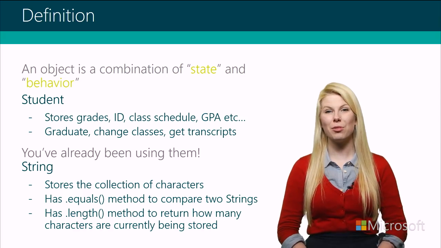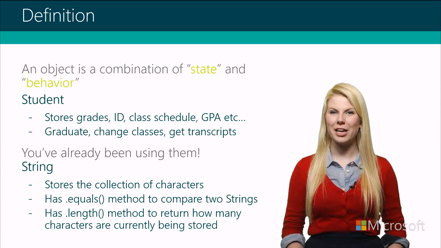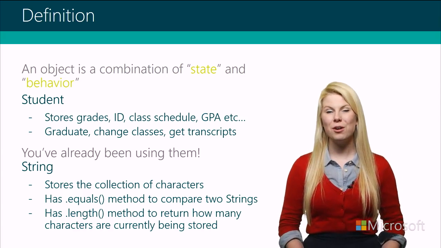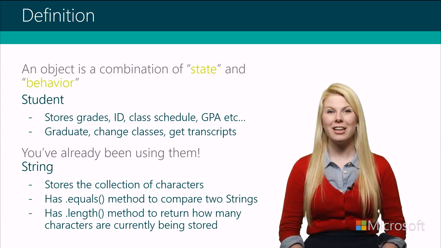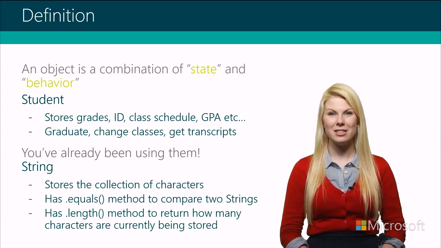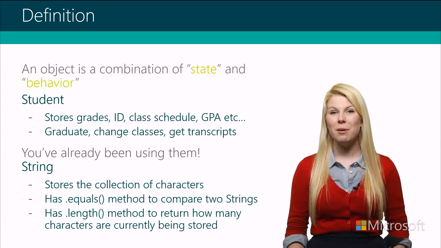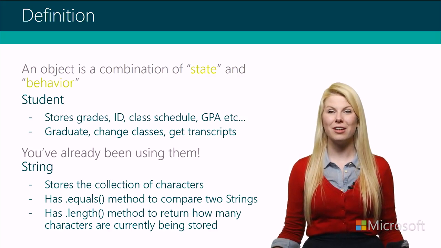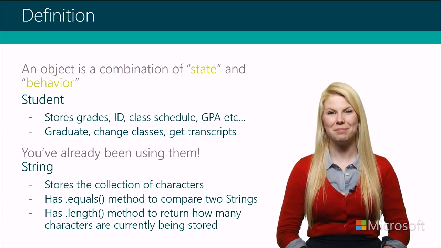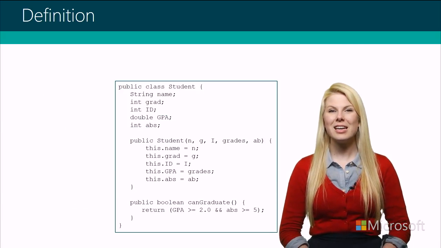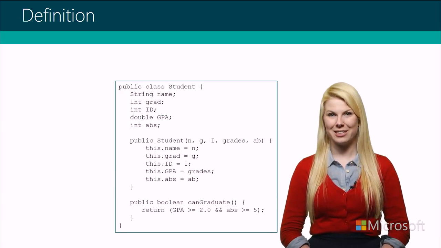Because somebody wrote the code for the string object, and every time you call new, you create a different version of that string object that has the same type of state, though it has different values, but can use the same behavior. That's why learning all your string methods has been really useful. Let's take a look at our student object code.